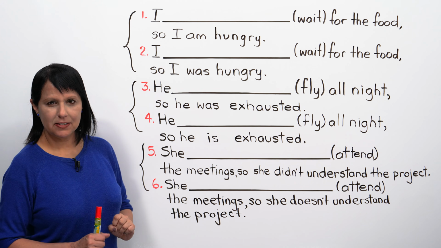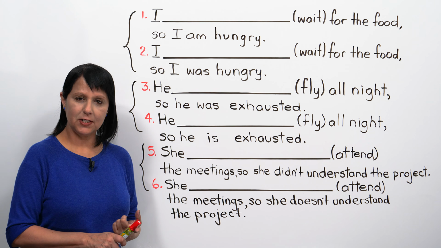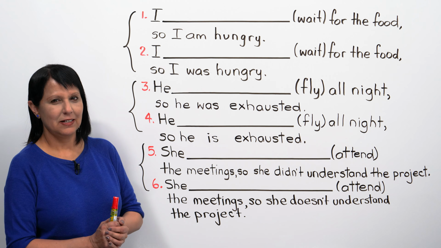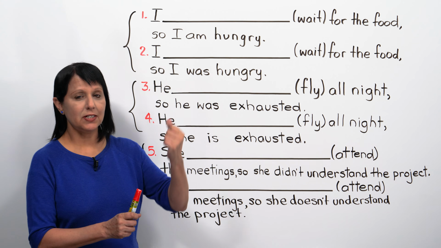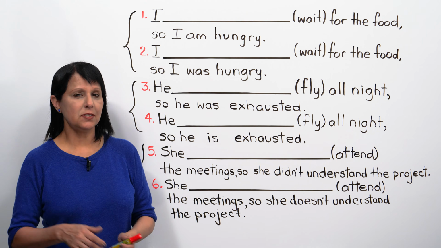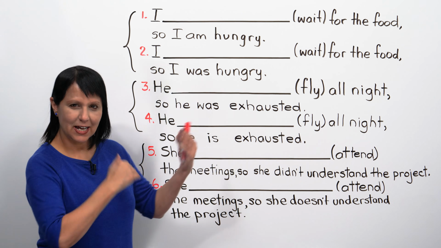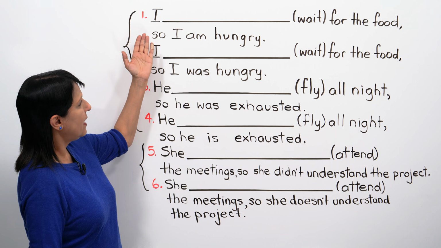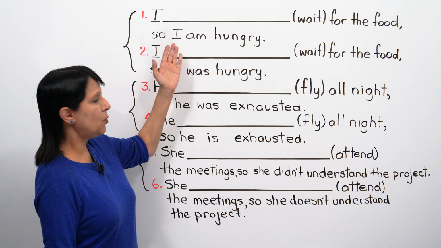Now, in each case, we have two sentences, okay? For one of them, we need present perfect continuous, and in one of them, we need past perfect continuous. So, how do you decide? Remember, present perfect continuous is going to connect the past event to something in the present, and past perfect continuous connects the past and the past. All right, so keep that in mind as you work through these with me. So, let's read number 1. I, blank, wait for the food, so I am hungry.